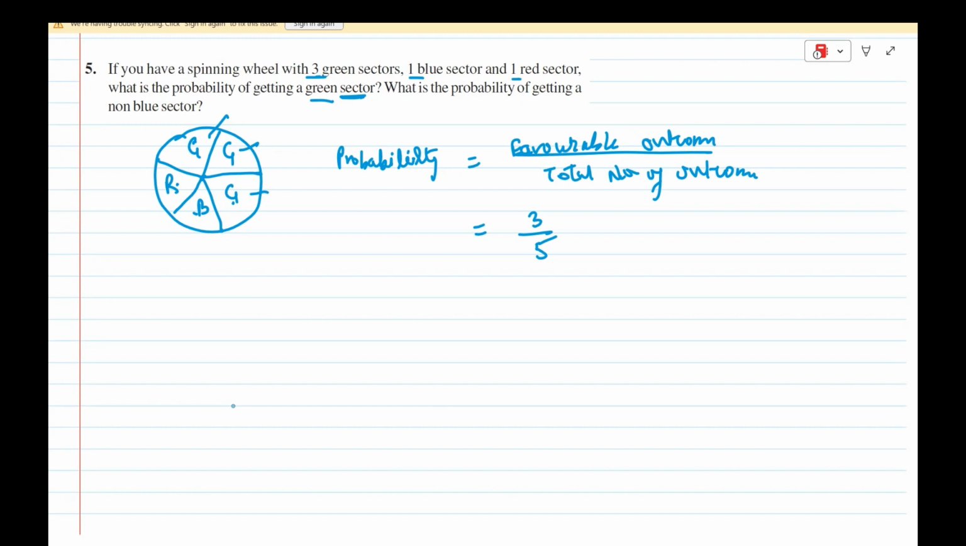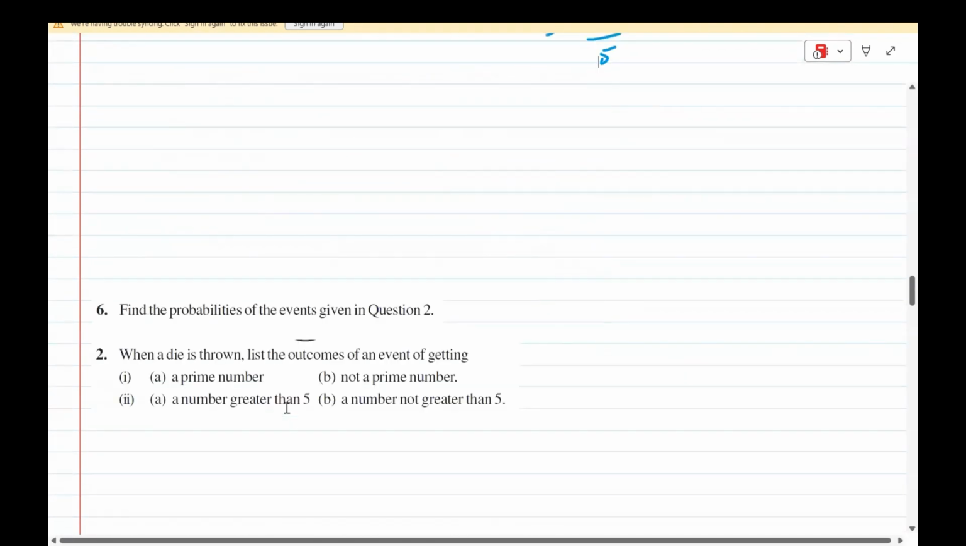Second part says, what is the probability of getting a non-blue sector? Non-blue sector means I don't want blue. So I'll just write P for probability and non-blue sector. This is the method to write. P stands for probability, non-blue sector. So again, favorable upon total. What is favorable? I don't want blue. Non-blue means I don't want blue. So I have 4. Correct? Red is also non-blue. Green is also non-blue. So 4 upon 5. So the probability of getting a non-blue sector is 4 by 5. Correct? Let's move to the next, which is the last.